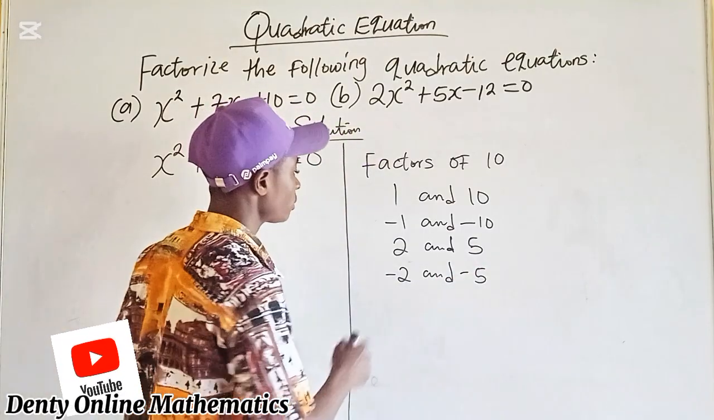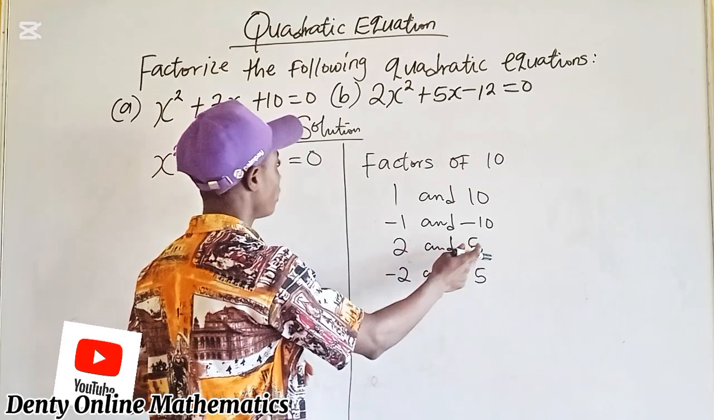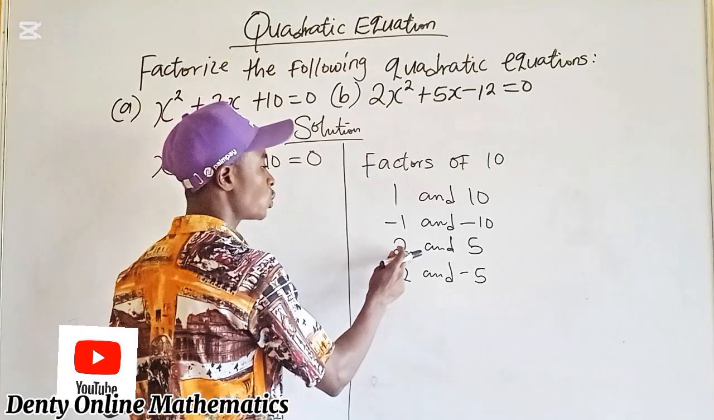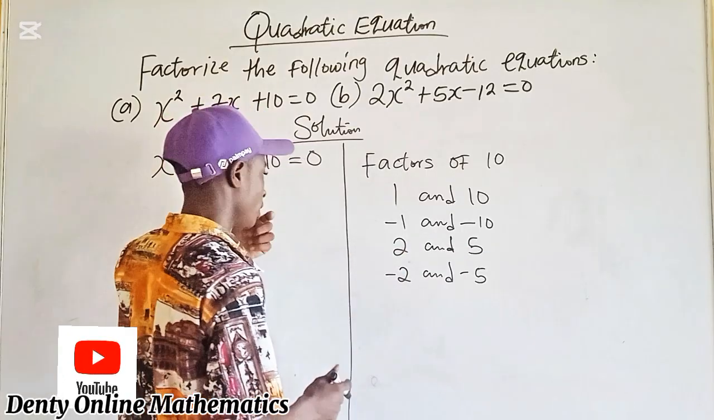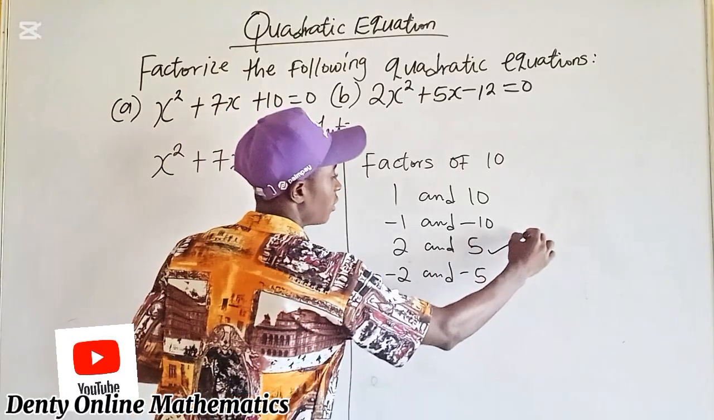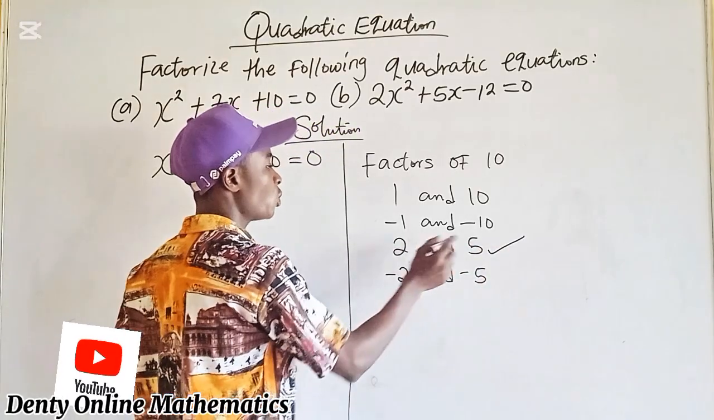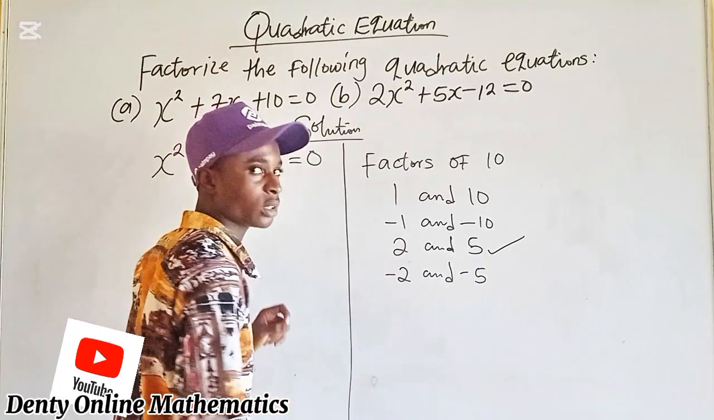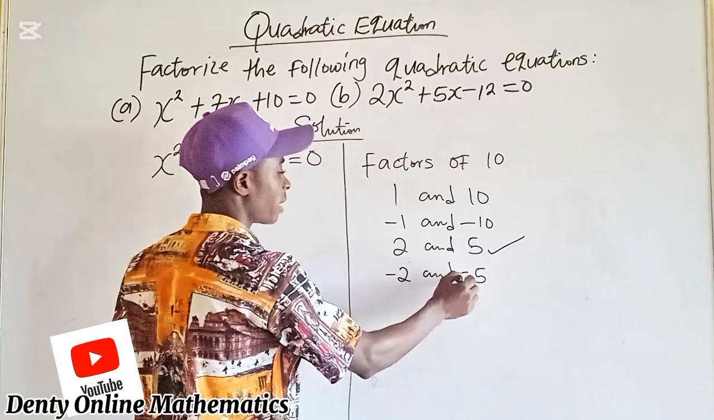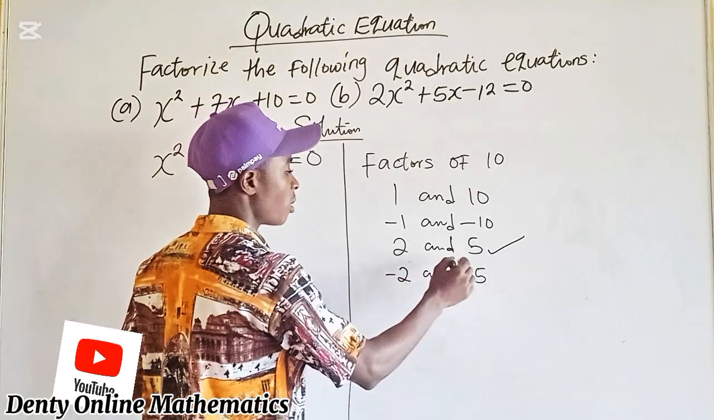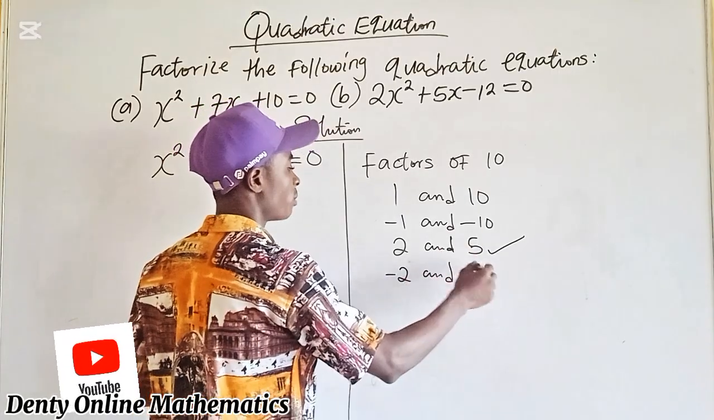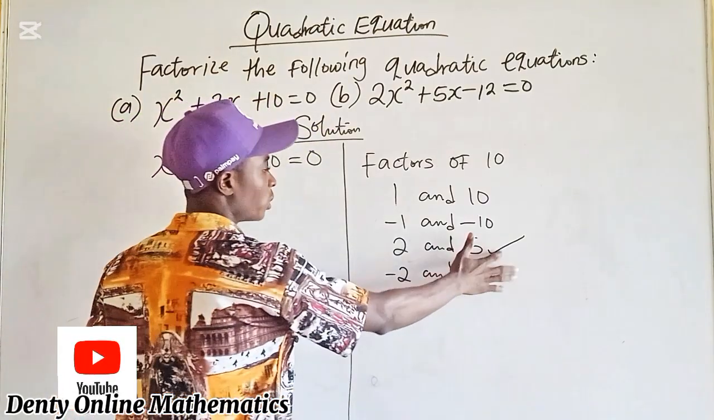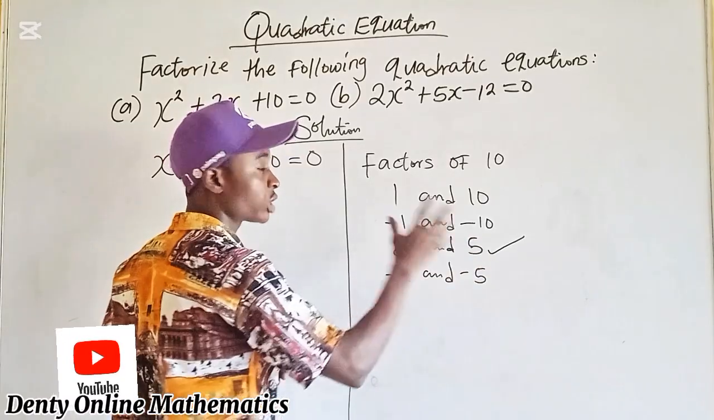Now let's check. 2 times 5 will give us 10. And then 2 plus 5 will give us 7. So this is the factor pair that we are going to work with, because 2 times 5 gives us 10 and 2 plus 5 gives us 7. You see, for this one, minus 2 times minus 5 will give us 10, but minus 2 plus minus 5 will give us minus 7, and we are looking for positive 7. So we are going to work with this because this is the pair that works.